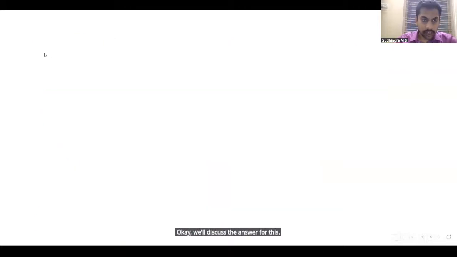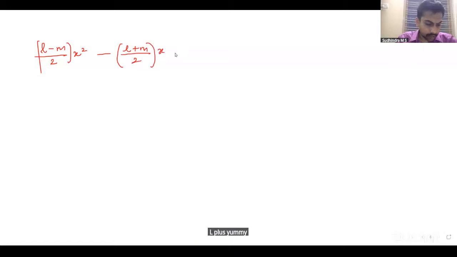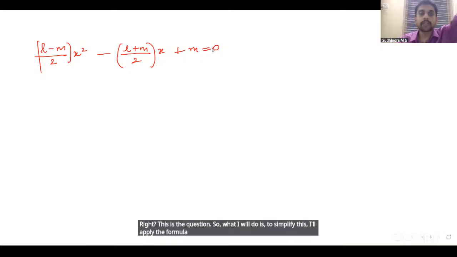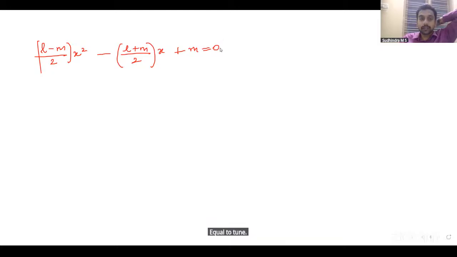Now, what is the question? L minus m by 2 into x square minus L plus m by 2 into x plus m equals 0. Right? This is the question. So to simplify this, I'll apply the formula itself: minus b plus or minus root of b square minus 4ac by 2a. Equal to 0, yes. That's a typo given in the question. C is a constant. We cannot simplify it later, correct?